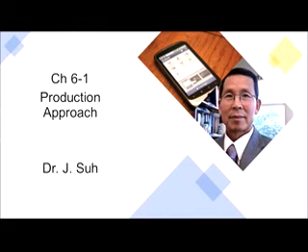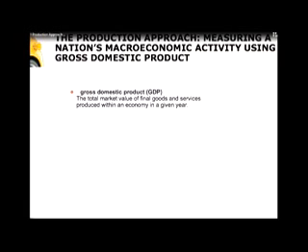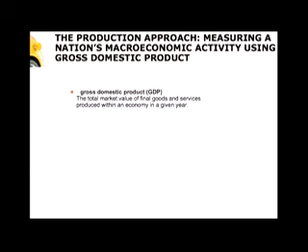All right, now let's look at one way we can measure a nation's macroeconomic activity. We're going to use the production approach to add up gross domestic product. What is gross domestic product? That's the total market value of final goods and services produced within an economy in a given year.